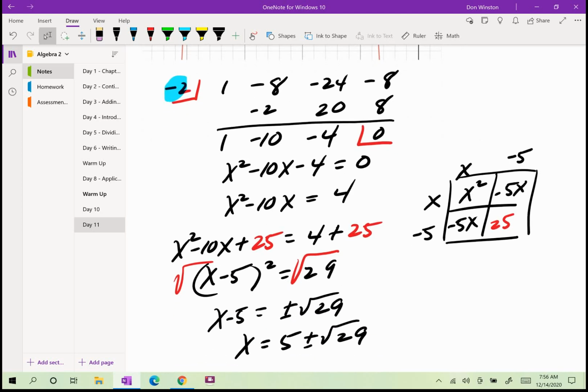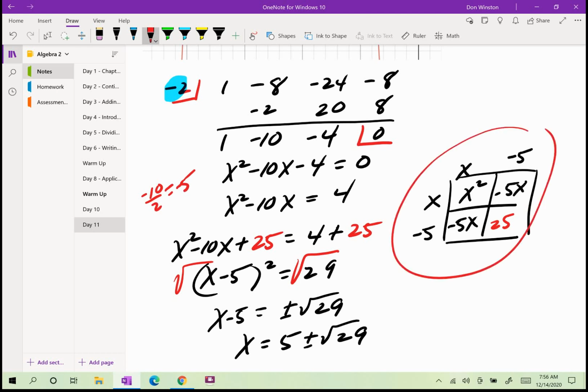I find that easier. The a term is 1 and the b term is even. So I add 4 to both sides. I take negative 10 divided by 2, that gives me negative 5. And then I complete the square, draw my box, if it helps. X minus 5 times x minus 5, and when I complete the square, I'll be adding 25 to both sides.